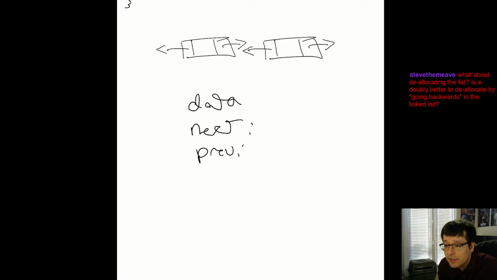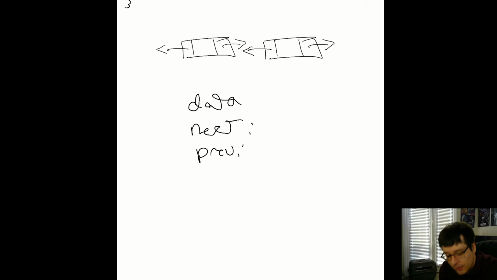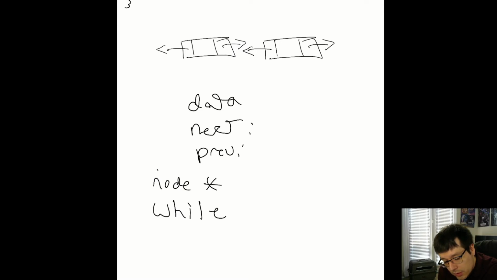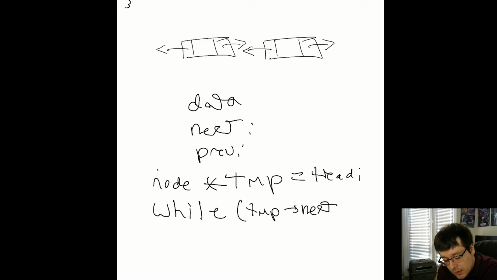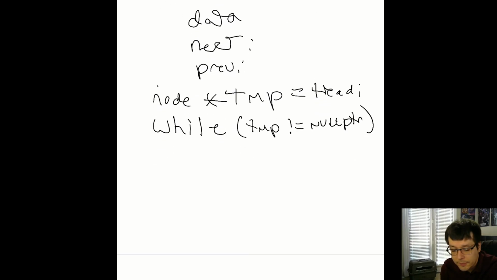For deallocating a linked list, it doesn't really matter, because ultimately you're just going to traverse the linked list. So you can just do a loop. You start out by making a pointer, node temp, and setting that to the head. And then you just say while temp is not equal to null, or nullptr, depending on what you're using. So you just do that, and then you just call delete on it.